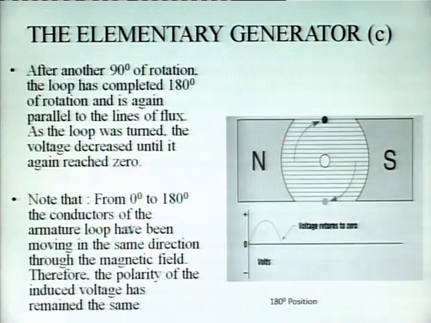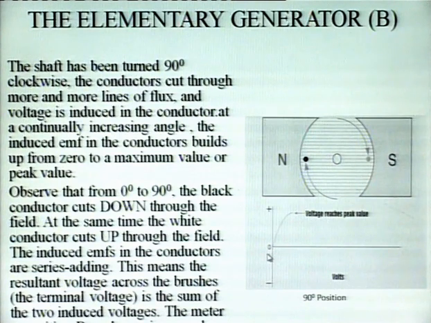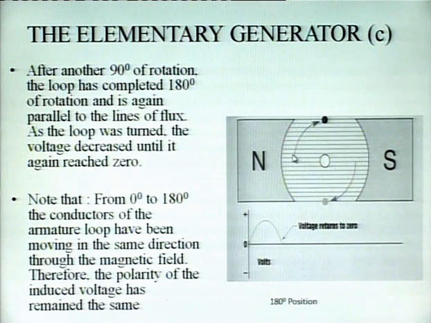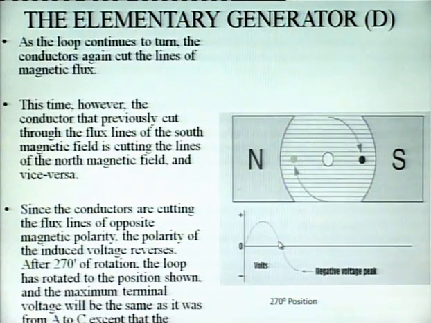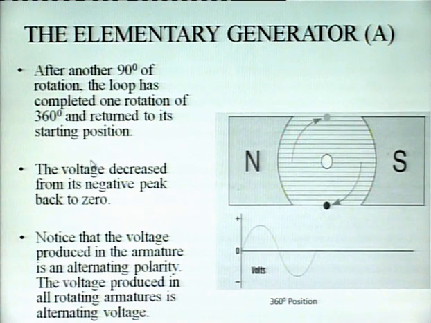So, what we concluded is that from 0 to 90 degree flux cutting increases, EMF induced increases in the positive direction. From 90 degree to 180 degree flux cutting decreases, EMF induced decreases from maximum to 0, but in the positive direction, positive side. After 180 degree flux cutting increases, EMF increases, but in the negative direction, and between the angle 270 to 360 degree again flux cutting decreases, EMF decreases in the negative direction.